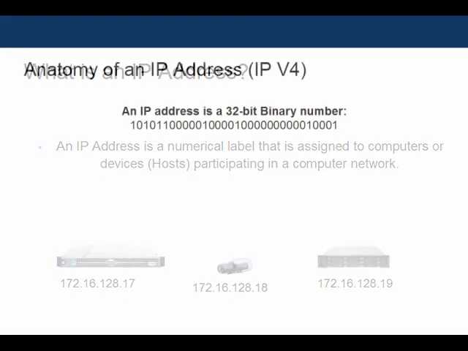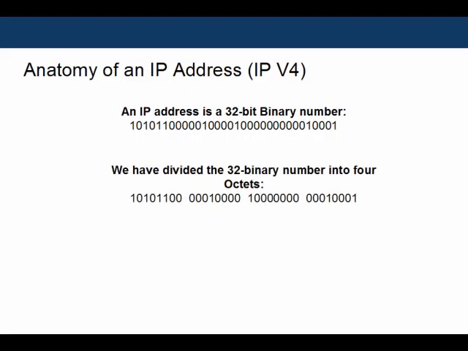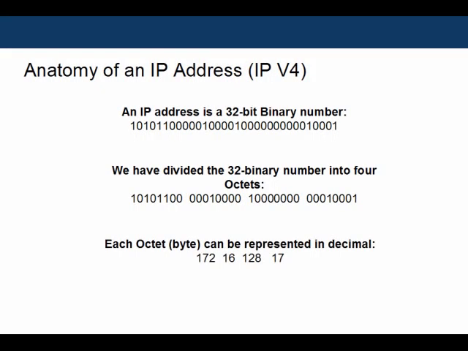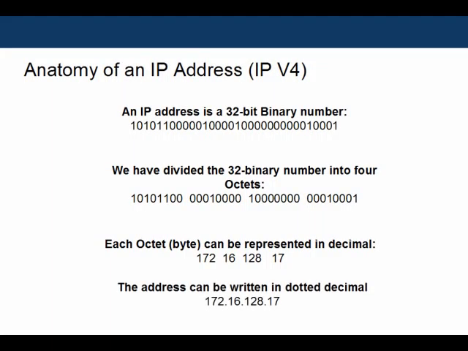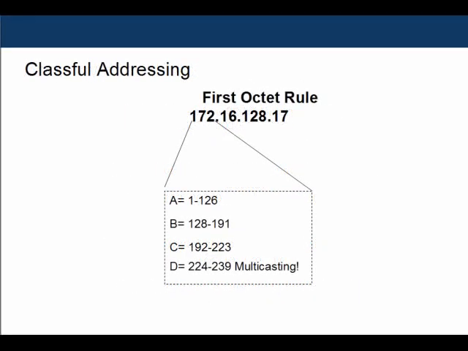Let's look at an IP address in its raw format. An IP address is a 32-bit binary number. For usability, we divide that 32-bit number into 4 8-bit octets. Next, we will perform a simple binary to decimal conversion. This puts it in a more readable format. Lastly, we write this in a dotted decimal notation format, and we have 172.16.128.17.